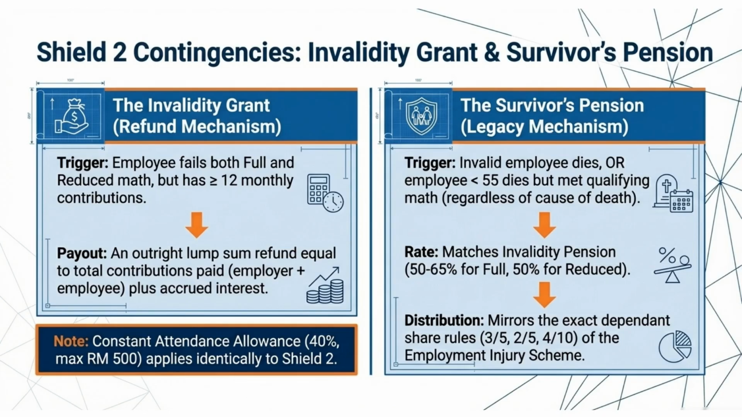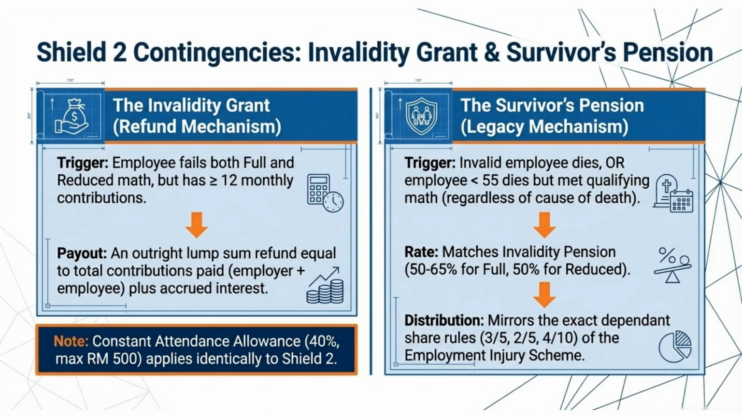The survivor's pension is triggered in 2 situations. First, when an employee dies while receiving the invalidity pension, regardless of age, and second, when an employee who is not receiving the invalidity pension dies before reaching age 55 and has met either the full or reduced contribution qualifying conditions, regardless of the cause of death.